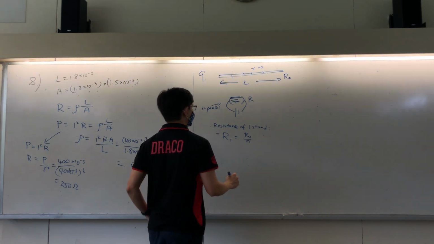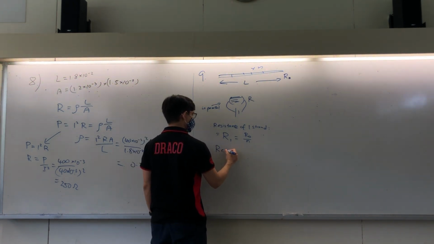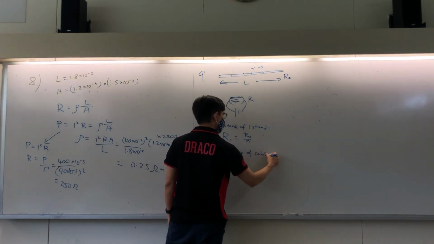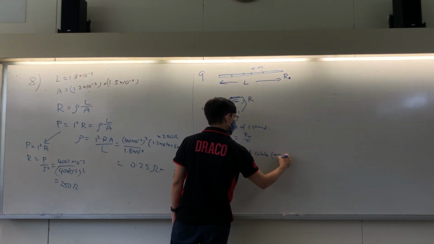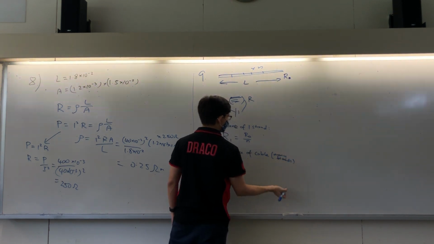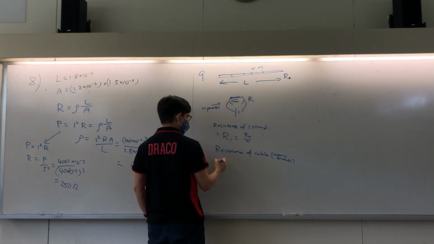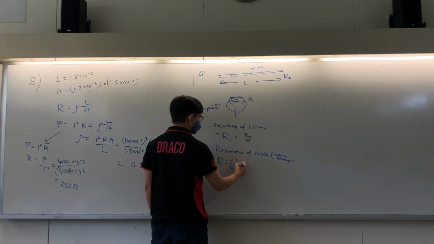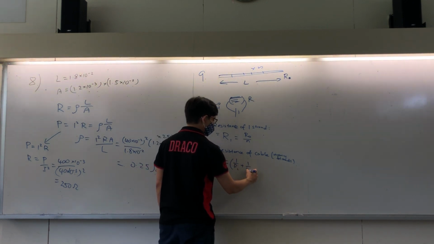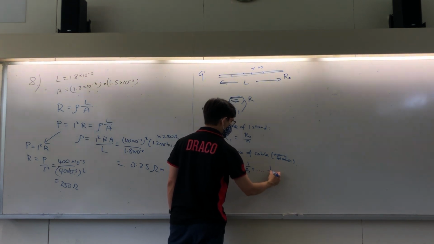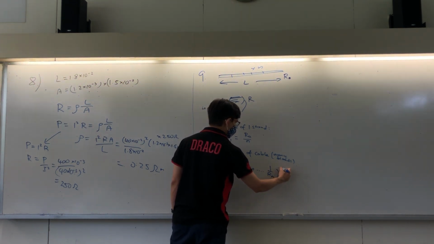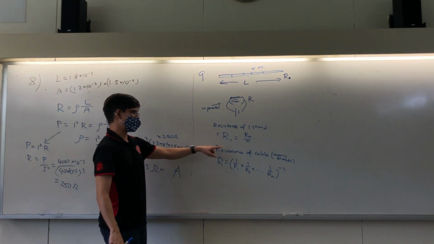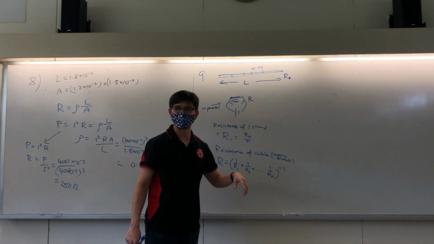Then, when I join them in parallel, many strands are put together in parallel, I would say that the resistance of the cable is R. But R is just 1 over R1 plus 1 over R2 plus dot dot dot plus 1 over Rn, all inverted, because this is the parallel resistors formula. Each of them has resistance R1, R2, R3, R4, and so on.